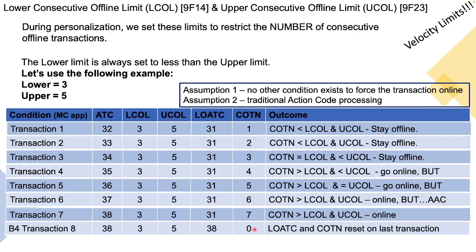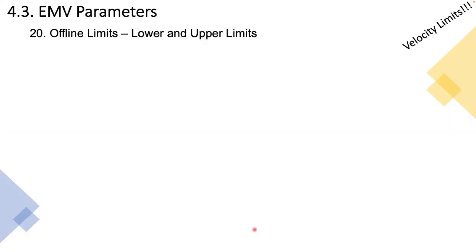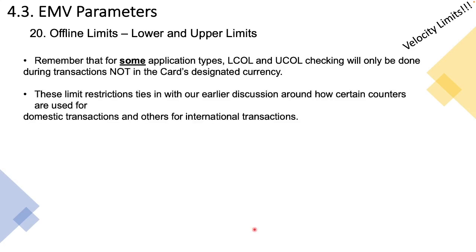So I'm going to push ahead to the next slide, where we're talking a bit more about velocity limits. So just some notes. We may have mentioned this as part of the discussion during the counters video. Just remember that for some application types, LCOL and UCOL checking will only be done during transactions not in the card's designated currency. So we'll only do velocity checks for international transactions, basically.